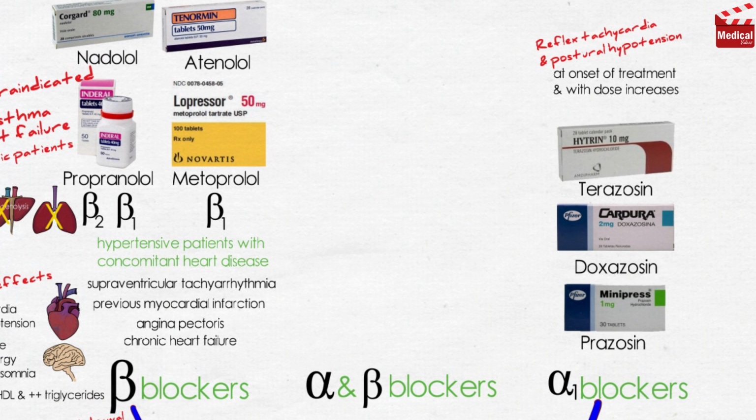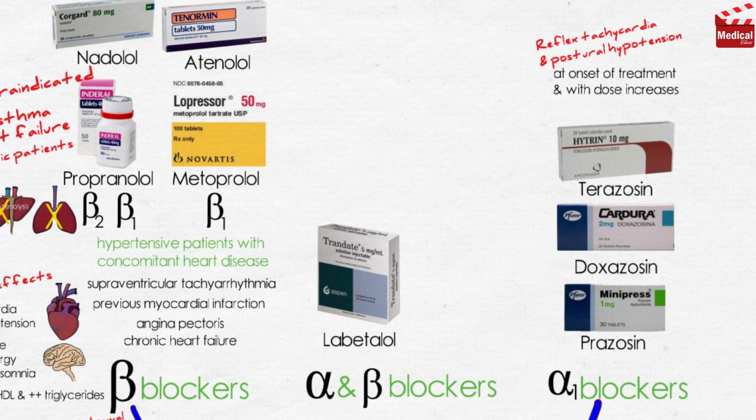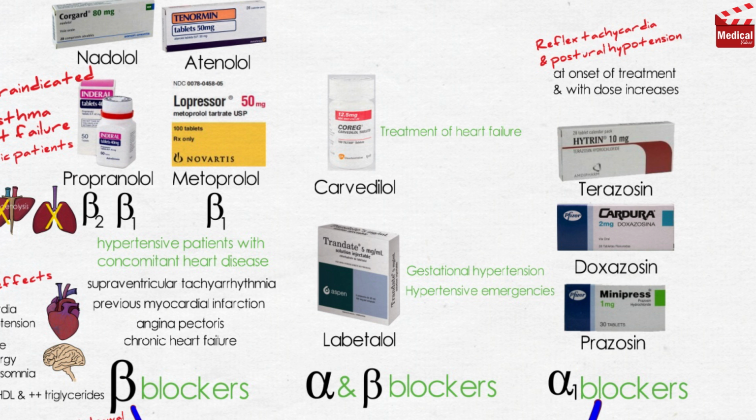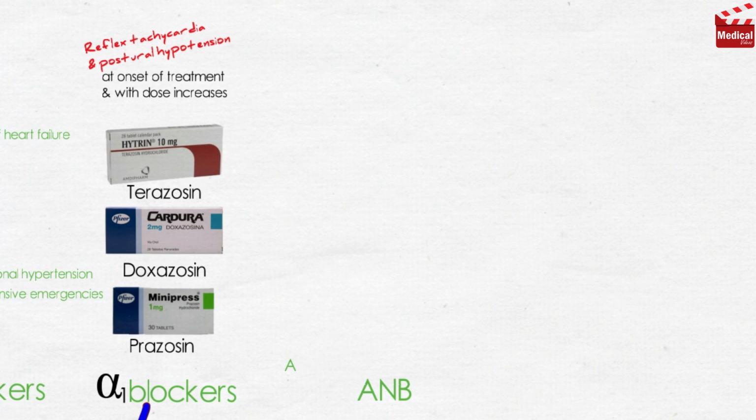And there are some agents that block both alpha and beta receptors such as labetalol and carvedilol. Carvedilol is an effective antihypertensive agent, but is mainly used in the treatment of heart failure. Labetalol is used in the management of gestational hypertension and hypertensive emergencies. And the last category we'll talk about today is the adrenergic neuron blockers, and exactly we'll discuss one of them, that is still in use.